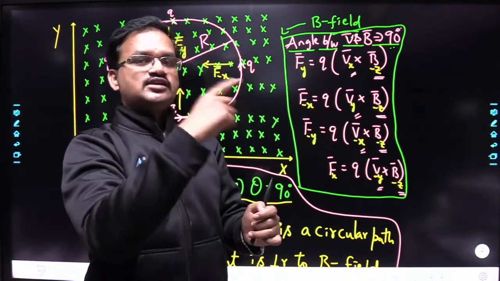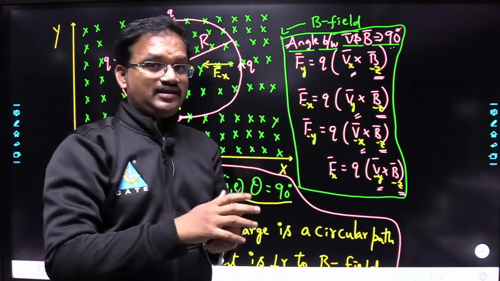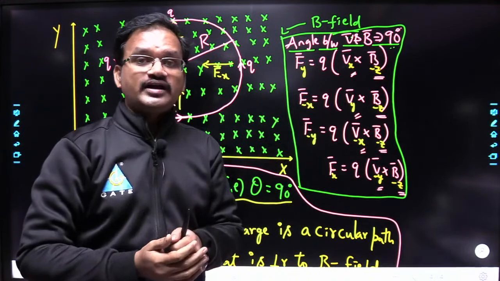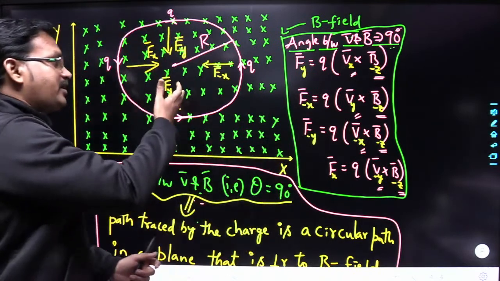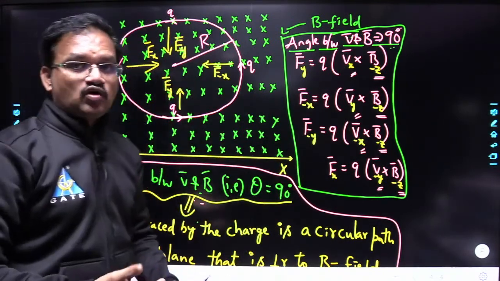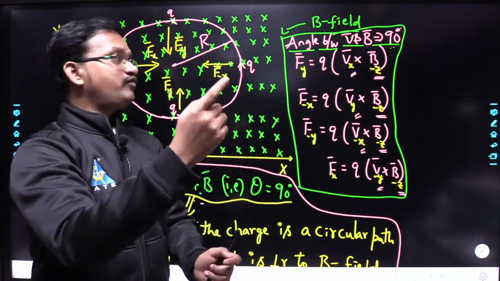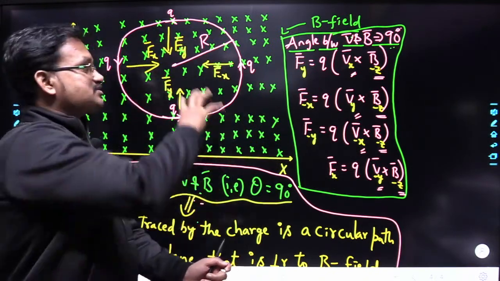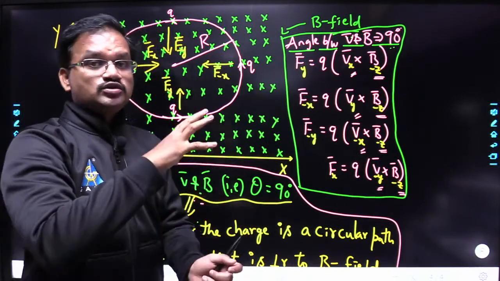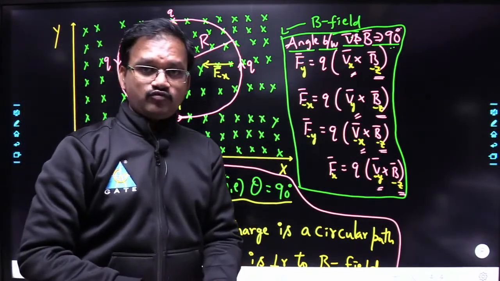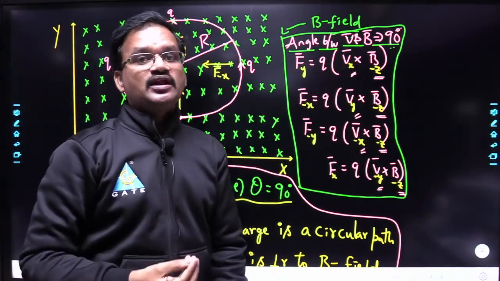Whenever a particle is moving in a circular path, a force is trying to pull that particle towards the center. That force is called centripetal force. Now here our magnetic force is acting as centripetal force. So whenever the charge is tracing a circular path, this magnetic force is trying to pull the charge towards the center, and that force we call centripetal force. Here our magnetic force itself is acting as centripetal force.